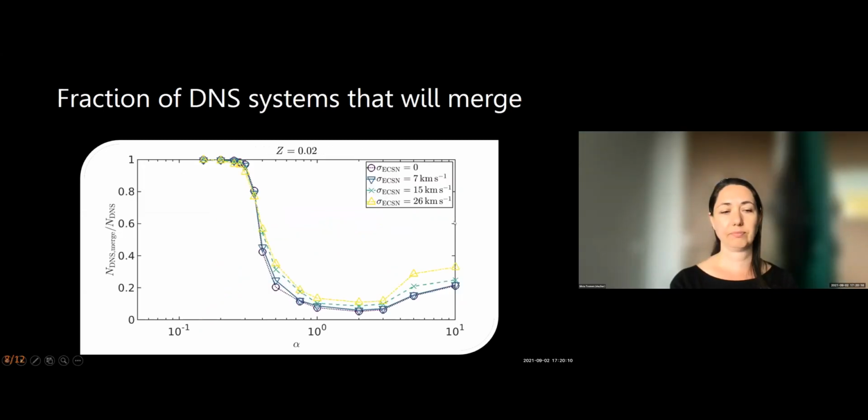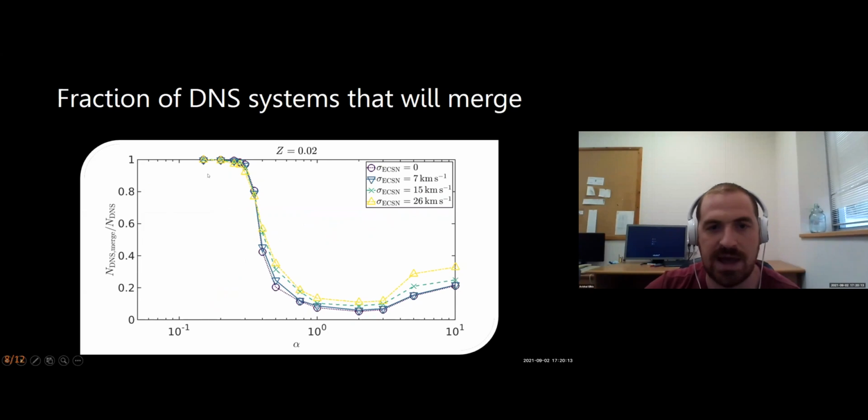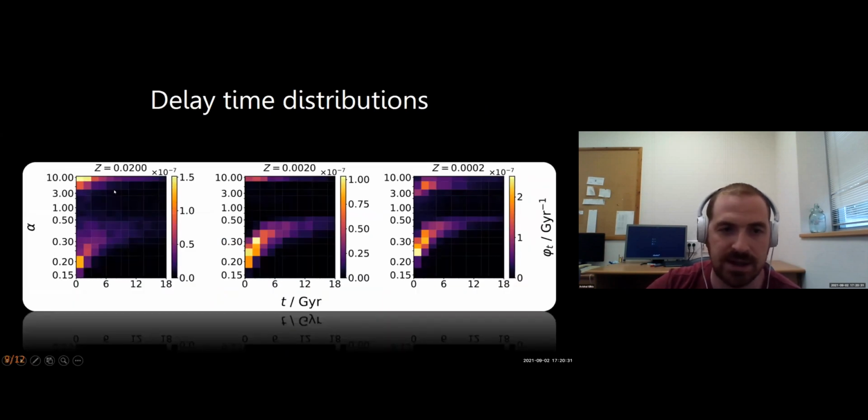Okay, so what actually happens is that for a low alpha, most of the systems that form will merge because they have short delay times. And for larger alphas, we have more systems, but the fraction of them that will merge within the Hubble time becomes much lower. We can see this in these probability distributions of the delay times. So we see for the low alphas that most of the systems have short delay times, and as we increase alpha, the delay times increase. And we have the short delay times appearing again for the second channel of forming double neutron stars.